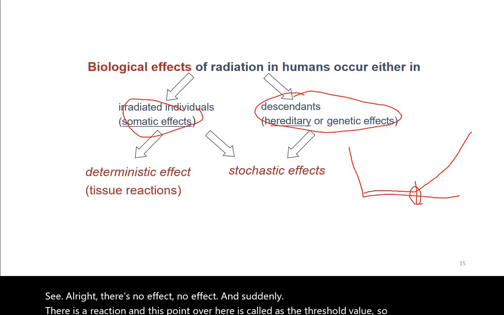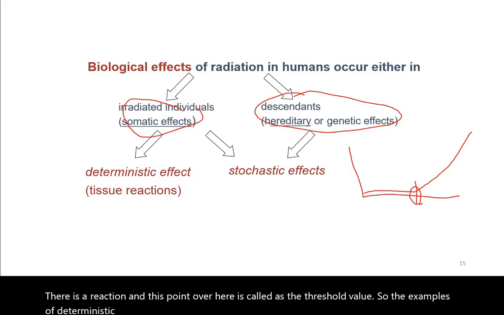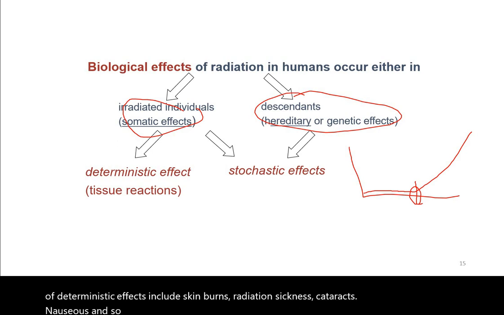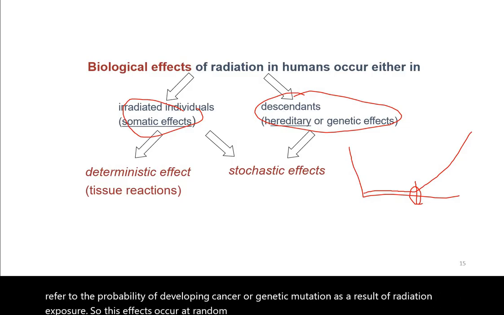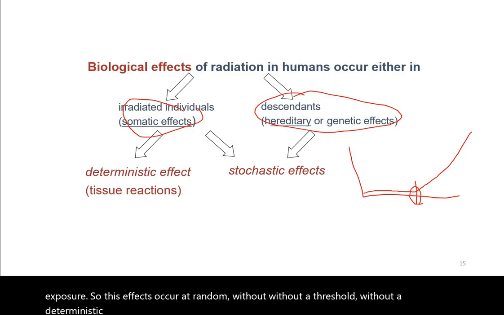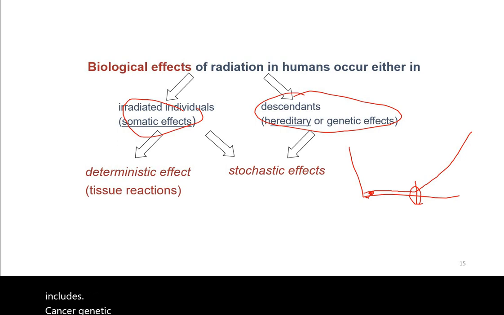So the examples of deterministic effects include skin burns, radiation sickness, cataracts, nausea, and so on. And the other one is stochastic effects. Stochastic effects refer to the probability of developing cancer or genetic mutation as a result of radiation exposure. These effects occur at random, without a threshold and without a deterministic relationship to the dose received. It could be at this lower end of the exposure dose. Examples include cancer, genetic mutations, birth defects, and so on.